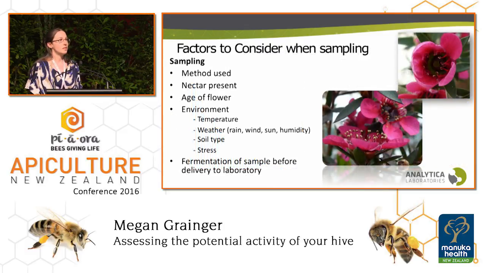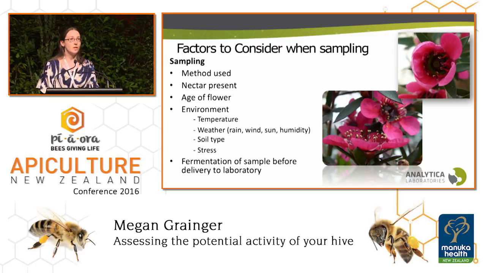So what do we need to consider when we are sampling nectar? We need to think about the method we're using and whether there is actually nectar present on those samples we're taking. We need to make sure that we've got a representative sample. We also need to think about the age of the flower. I've heard that the newly opened flowers, such as the one you can see in the top, don't actually produce nectar straight away, and it takes, I think, about a week to actually start producing the nectar. So you've got to think about which ones you're plucking off.